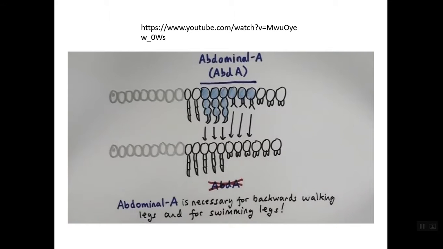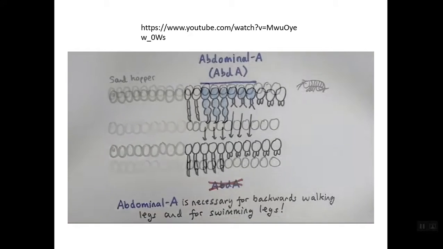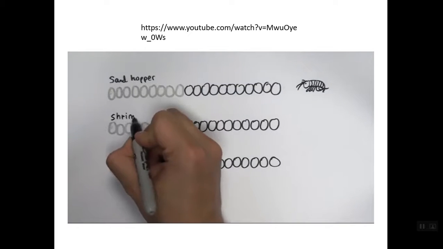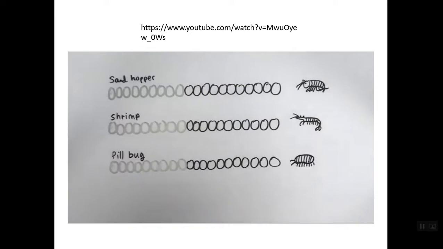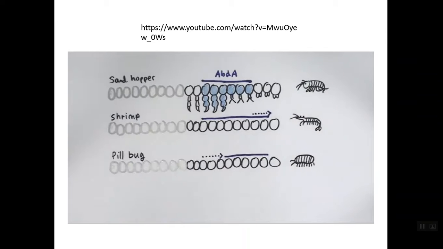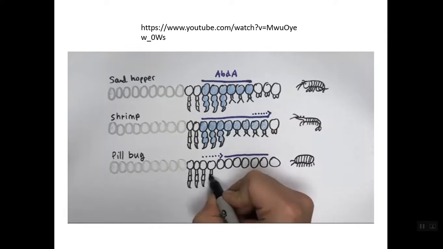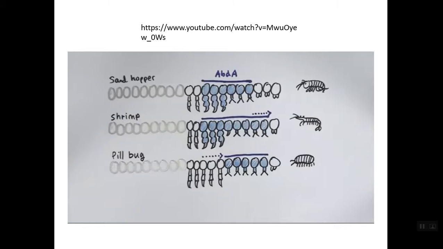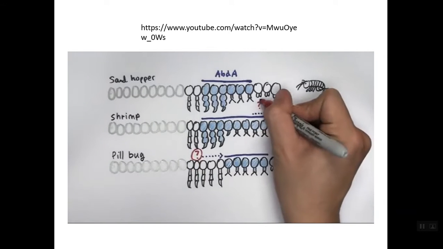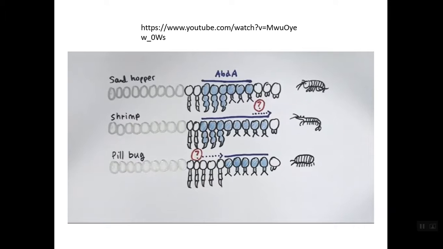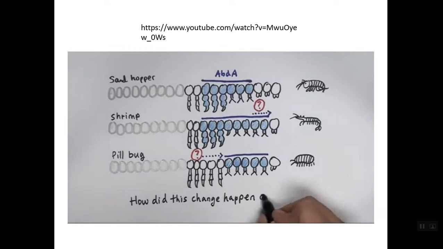The portion of the body that turns on the abdominal A gene has changed over evolutionary time. If we look at other types of crustaceans, such as shrimp and pillbugs, we can see that the part of the body that turns on abdominal A has changed. This change leads to a difference in the body plan of these other crustaceans. Currently, we are starting to determine what is responsible for the changes in where abdominal A is turned on. By figuring out how this change happened, we can develop a better picture of how the Hox genes have changed over evolutionary time to produce new body plans.